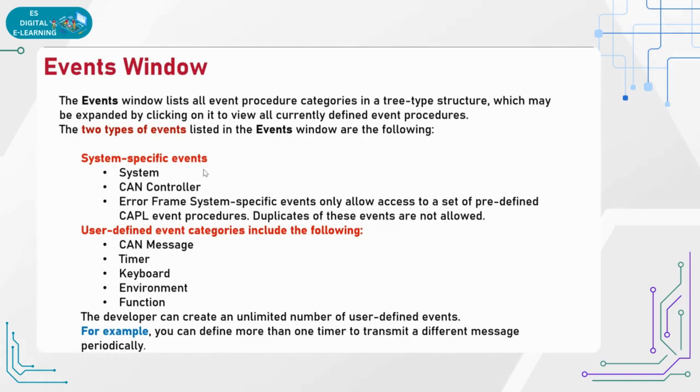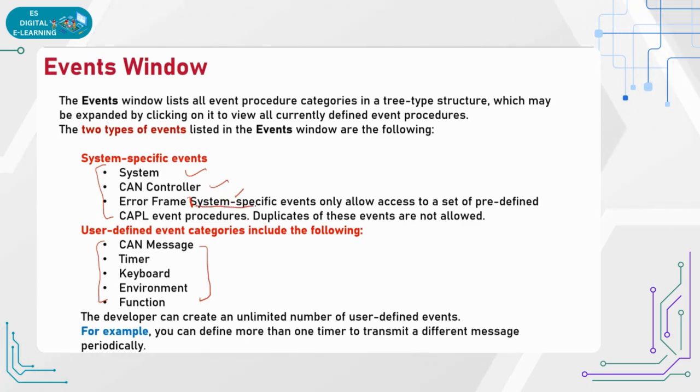So system specific events are system, CAN, controller, and error frame. And user defined are CAN, timer, keyboard, and the environment and function. Only you can write down this 1, 2, 3, the error frame until this. So it is just a continuation.